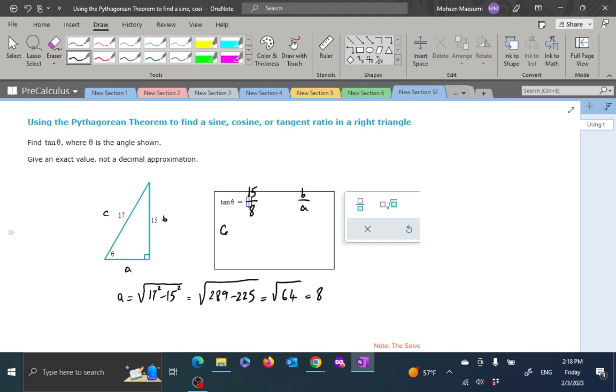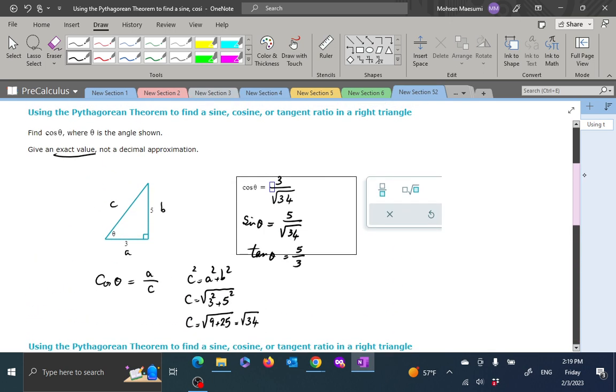And of course cosine of theta would be, since A turned out to be 8, 8 over 17, and what else? Sine of theta would be 15 over 17, and again this one did not require that calculation of the third side. It was available to us at the very beginning. So these are the possibilities.